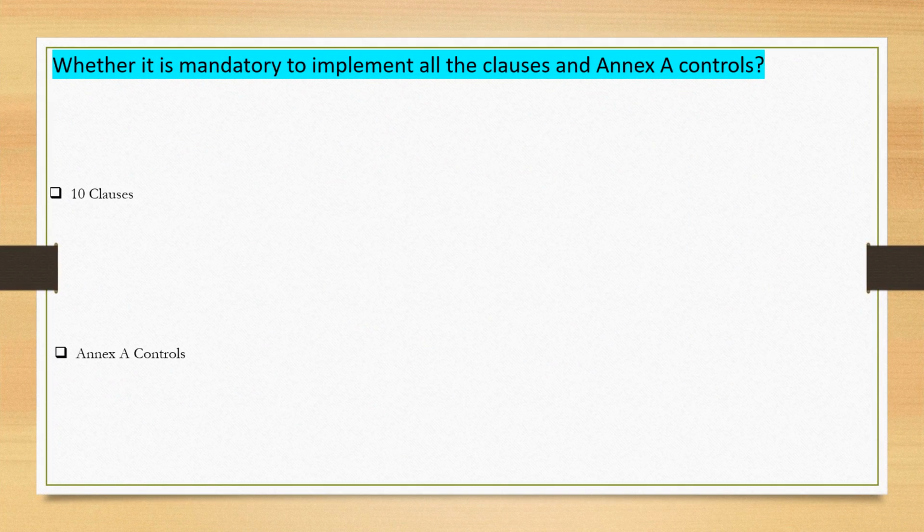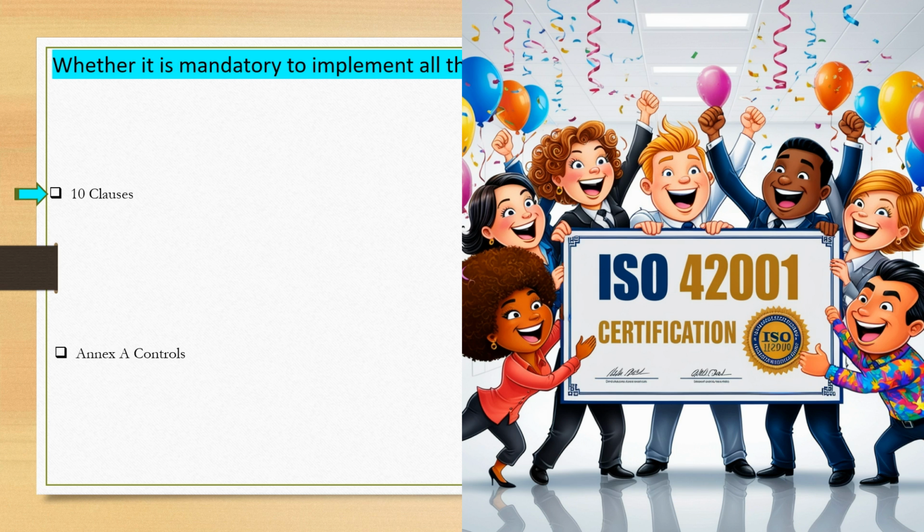Let us now understand the next question, whether it is mandatory to implement all the clauses and Annex A controls. Let us first understand about clauses. If an organization needs to be certified as ISO 42001, then these clauses are mandatory. We need to comply with all the requirements of the clauses.